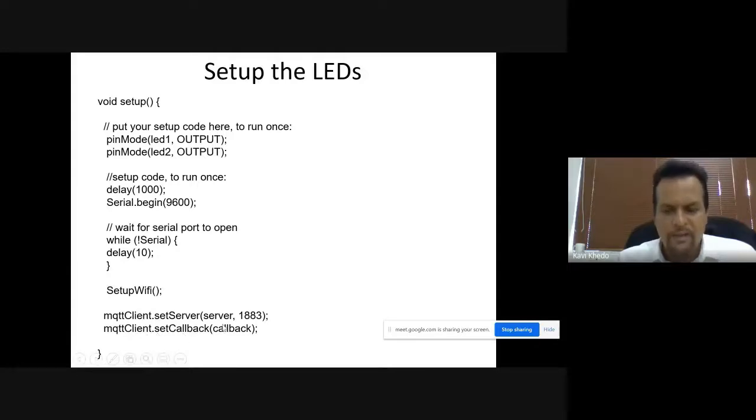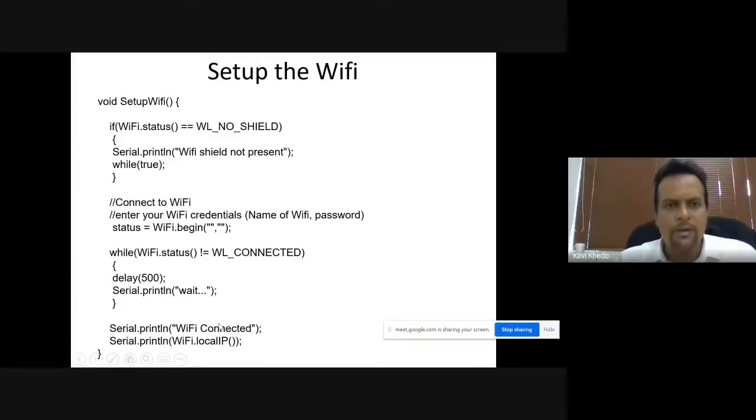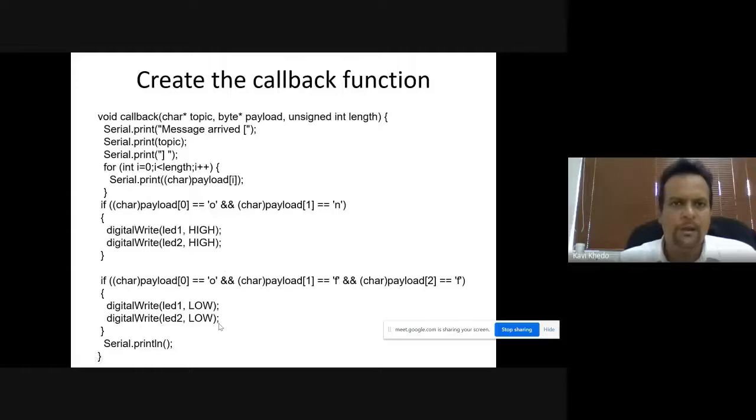MQTT setCallback. The callback code is here. Which topic, which value? And here this is an integer value. Okay, so if a message is arriving, recall the mobile app will send a message whether to switch on or off the light, and the callback function will capture this message.